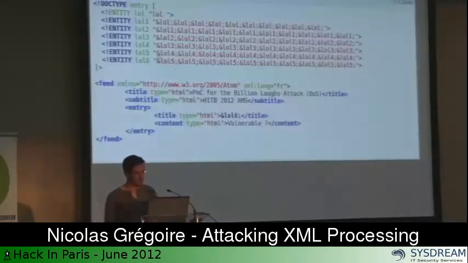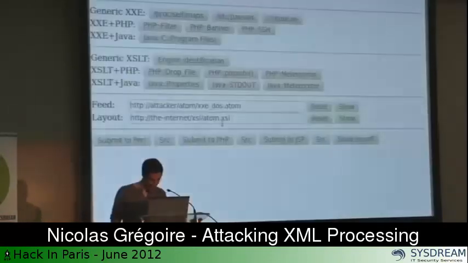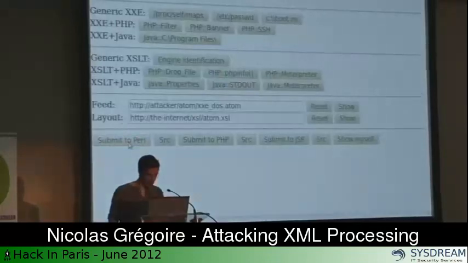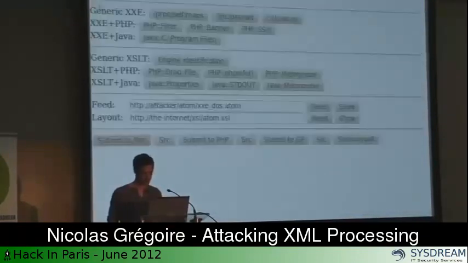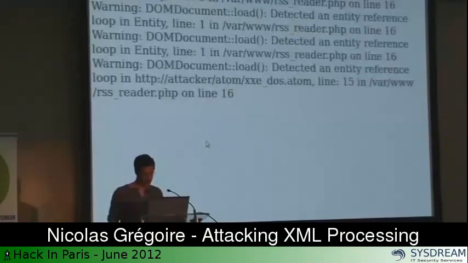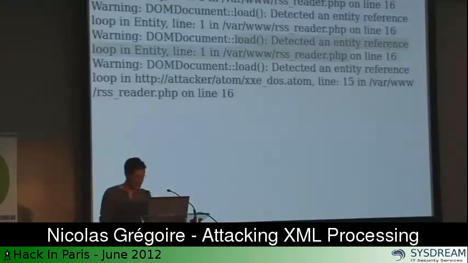So here I only use lol6 because I don't want to crash the computer I'm currently using. And I get a 4 megabyte string, okay? This is the Perl application. The PHP one will trigger an error message, which is from LibXML. Thanks, Christophe. But I don't know why only the PHP one triggers this message. I need to investigate more.